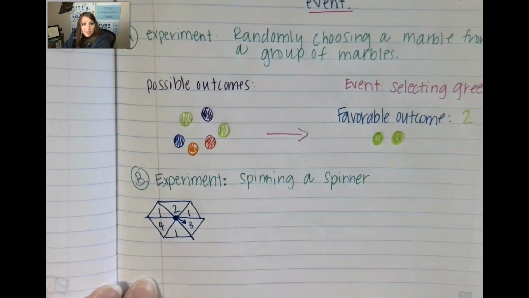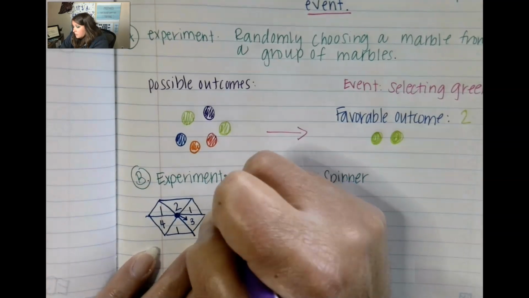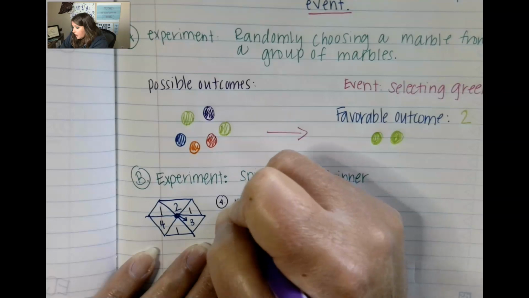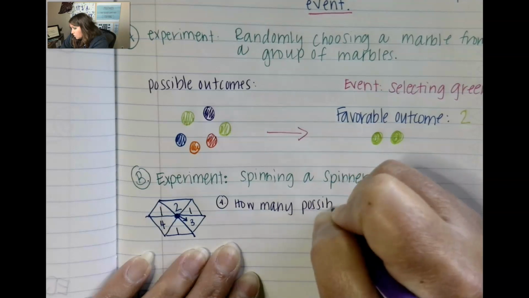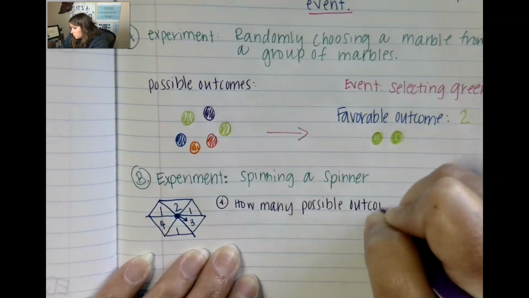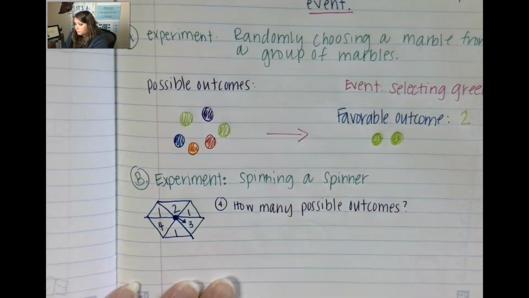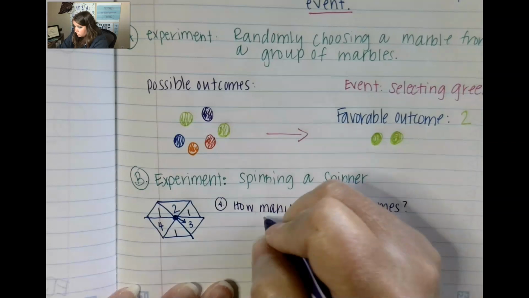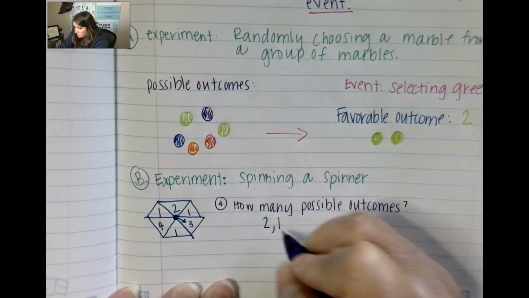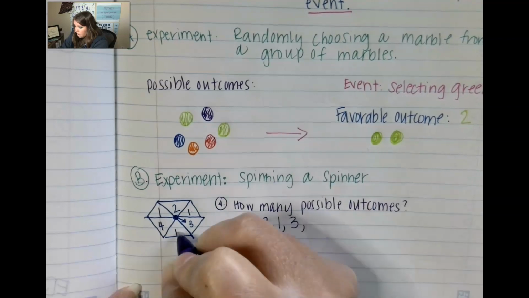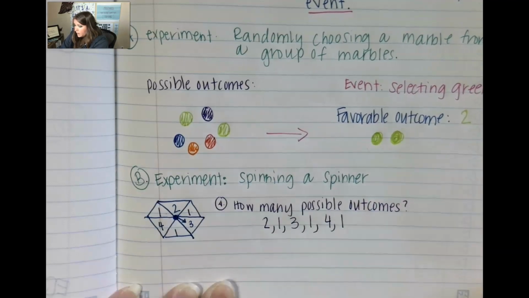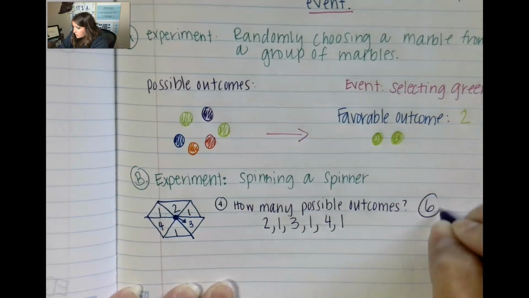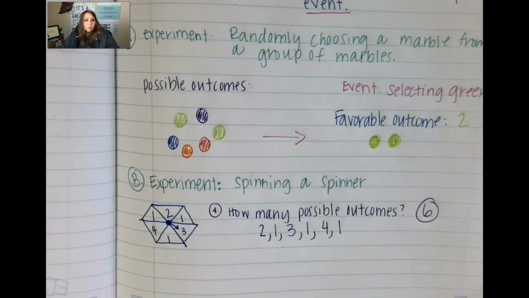So I want to know, first of all, how many possible outcomes are there? So the first question, question A, is how many possible outcomes? How many possible outcomes are there? Well, we could get a 2, a 1, a 3, a 1, a 4, or a 1. So there are 6 possible outcomes that we could get.